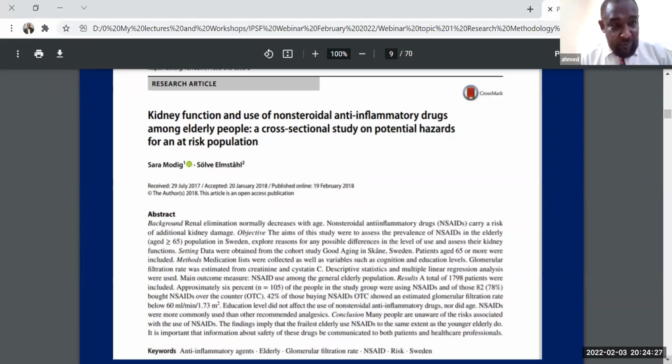Here, this is a study of kidney function and use of non-steroidal anti-inflammatory drugs among elderly people. This cross-sectional study talks about the potential hazard for an at-risk population. Here they want to estimate risk, so we can see that they used linear regression analysis.